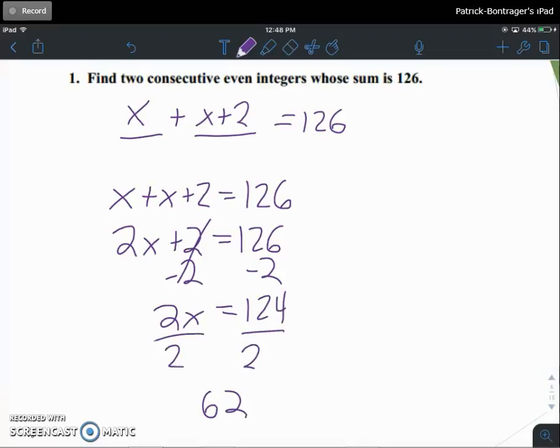So my first consecutive integer is 62. I'm going to come back and plug it in. So my first integer is 62, which means my next integer is 62 plus 2, or 64. So 62 and 64 are my answer.